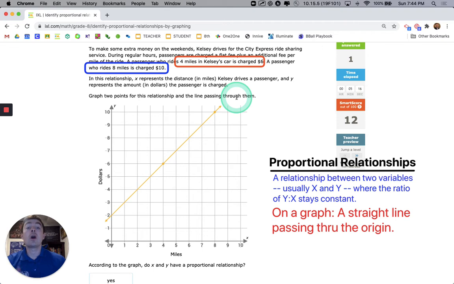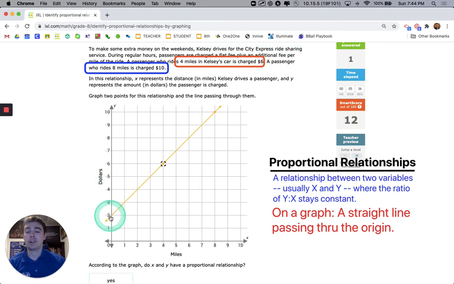That means it's a constant rate for every extra mile. We keep adding the same dollar rate. But I also see something important here. This orange line that represents Kelsey's charges doesn't start at the origin. It starts at $2. And that's the key piece. Remember how they're charged a flat fee plus a fee per mile?